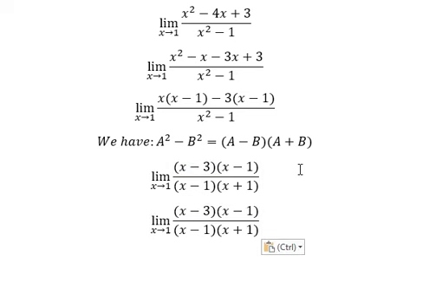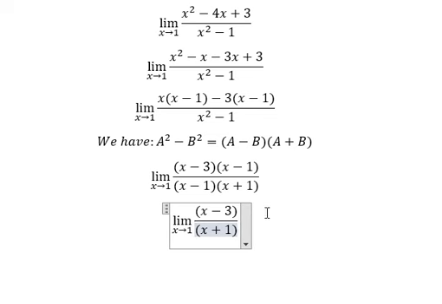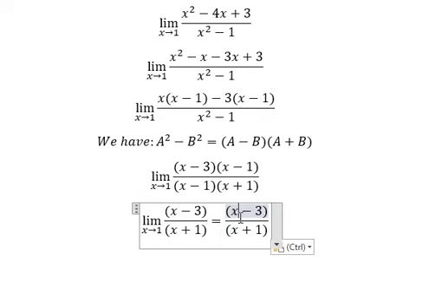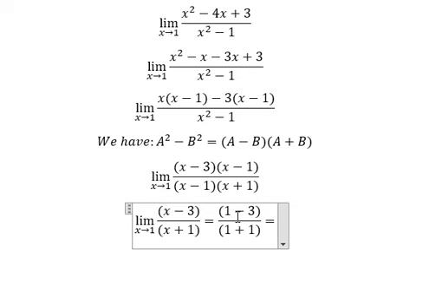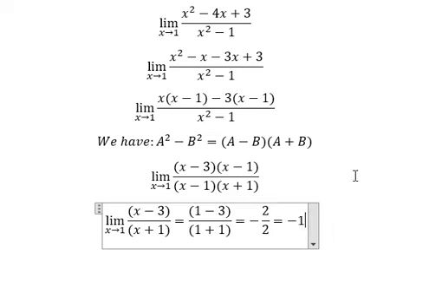Next, we simplify s minus 1 on the numerator and denominator. Now, I will put 1 going here and here. So we have the final answer. So this one we have negative 2 over 2. And we have negative 1.